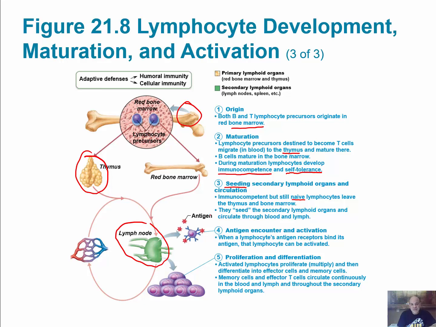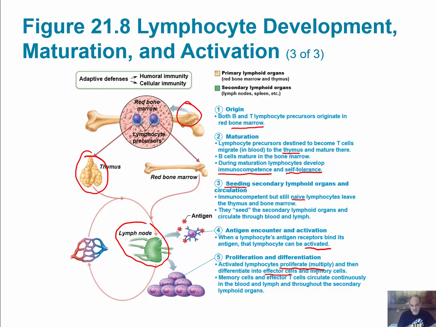And then it is in these places where the lymphocytes would encounter their antigens, and when they do, they become activated. So the idea here is once you're circulating within the lymph, or the lymph nodes, or lymph vessels, and you encounter an antigen, that's when it becomes activated. And then step 5, upon activation, this is where proliferation and differentiation is going to occur. So here the activated lymphocytes are going to multiply, and then they differentiate either into effector cells or memory cells.